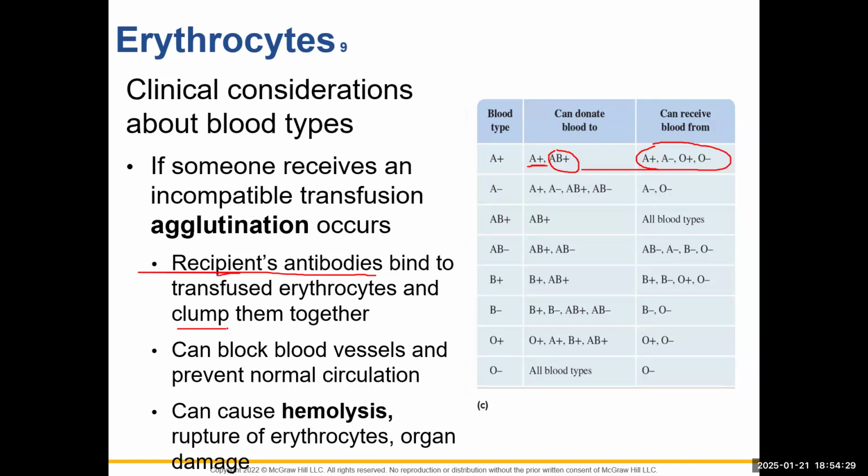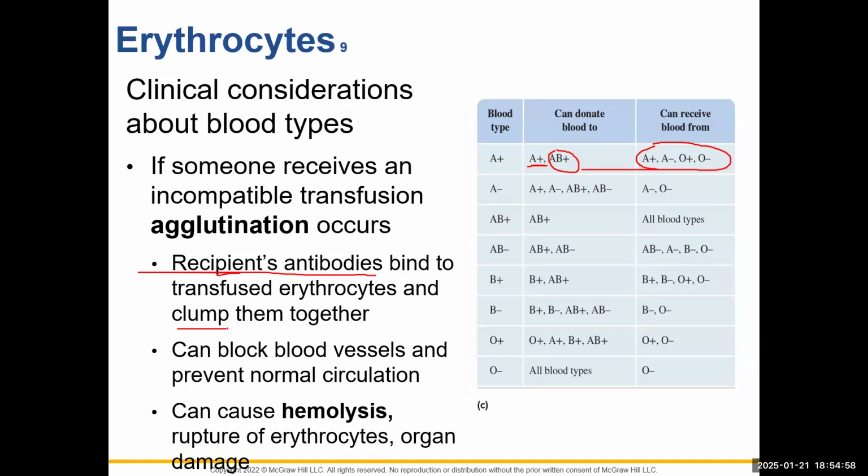Also, the cells can start to break down. We call that hemolysis. They start to rupture. And when the cells start to rupture, those damaged cell fragments can cause damage to the organs and the tissues that they're supplying, but also, if they're not supplying oxygen to those tissues, then you can get tissue necrosis and organ damage there. So that's something that we definitely have to be careful with.